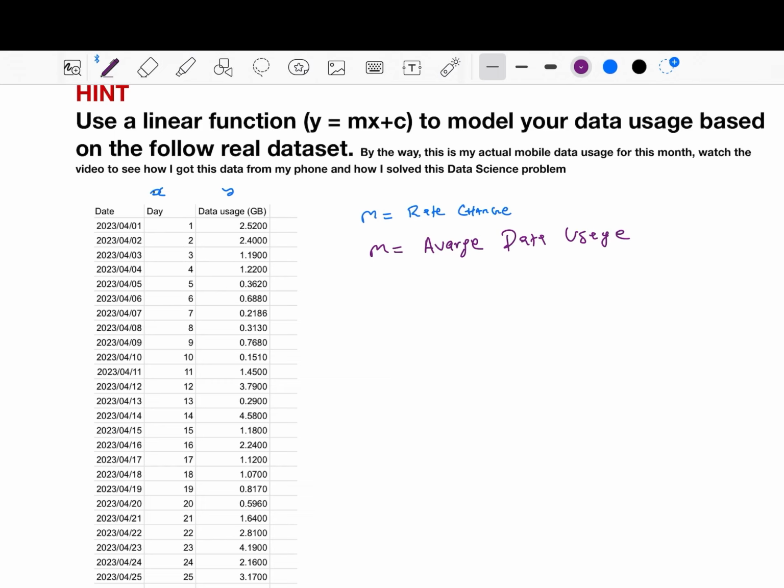So in this case, M is a rate of change. Now we dumb it down to our problem. Rate of change is how fast you're moving from point A to point B. So we're looking at how fast we're consuming data from day 1 to day 2, from day 2 to day 3, from day 3 to day 4, from day 4 to day 5. How fast are we doing that? So on average, how fast are we moving? That's basically what is happening here.